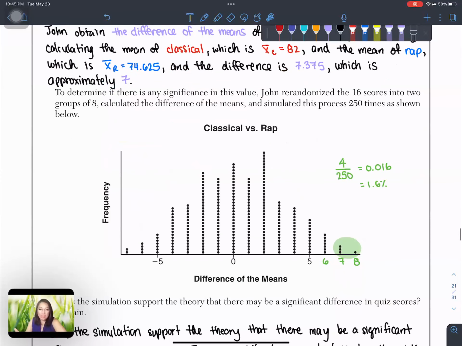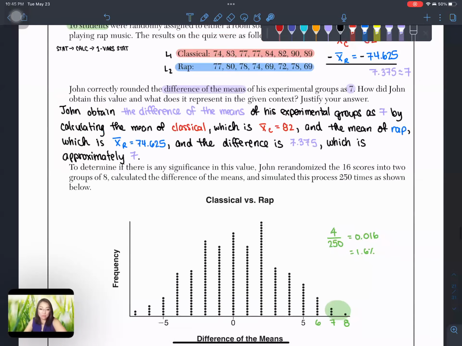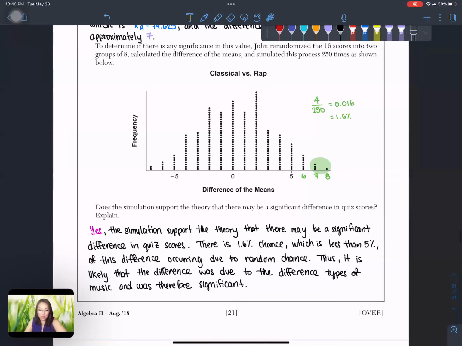So he does this test, right? And these are the outcomes that he has. So you go ahead and number the number line and look at 7 and 8. Why? Because the difference was 7.375. So if you have a difference of 7 or more, then it's significant, and that means this test was significant. So we're going to say 4 out of 250 is about 1.6%.